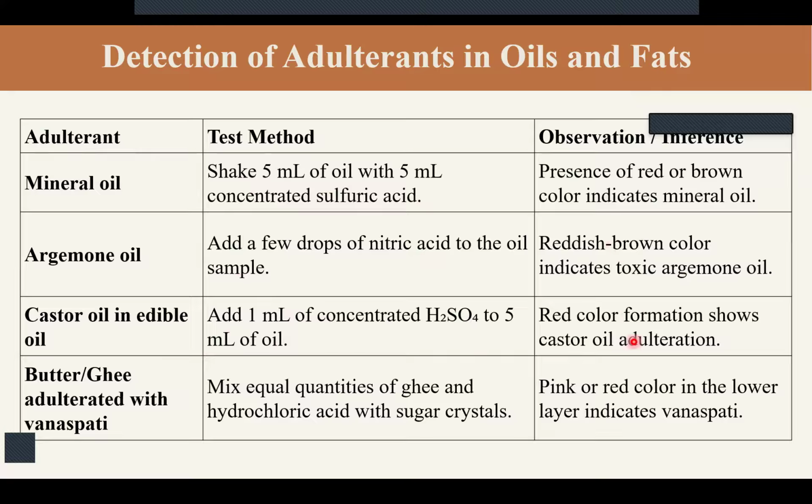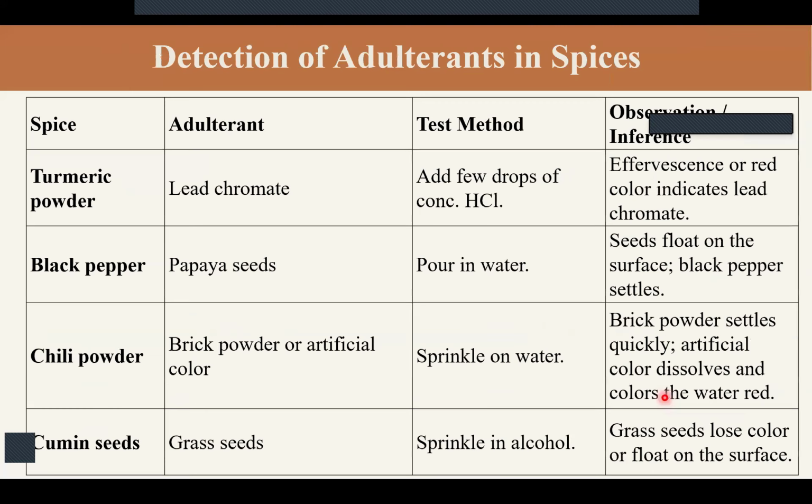This reddish brown color formation will indicate that our oil has been adulterated. And vanaspati is a major adulterant that is added to butter and ghee. It can be identified by treating it with hydrochloric acid. Pink or red color formation leads to the identification of vanaspati in butter and ghee.